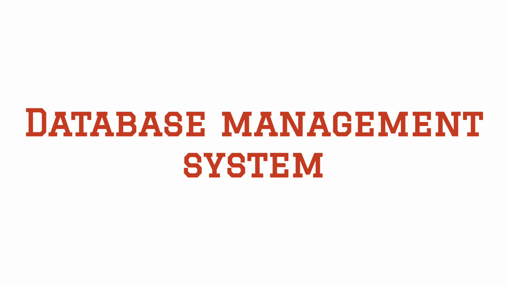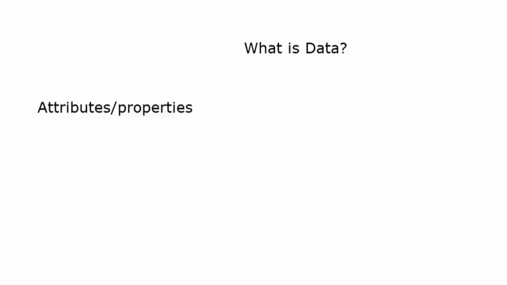Today I'm going to start a new lecture series on database management system. So before discussing the definition and all the things about database management system, first you have to get to know what is data. So what is data? Before discussing it, let me discuss two terminologies. The first one is attributes or properties and the second is entity or object.